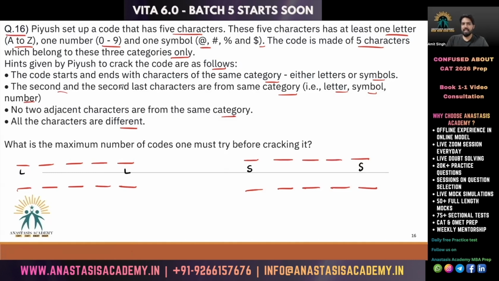and in the last place also a symbol. Then the second and second last are from letter, symbol, or number. Okay, so I cannot take a letter here. Either it would be a symbol or a number. So I'm taking the first and last as symbol, so this must be a number. The middle one must be a number because all the characters are different and no two adjacent characters are from the same category. It could be possible that the second and second last are numbers, so the middle one would be a symbol.